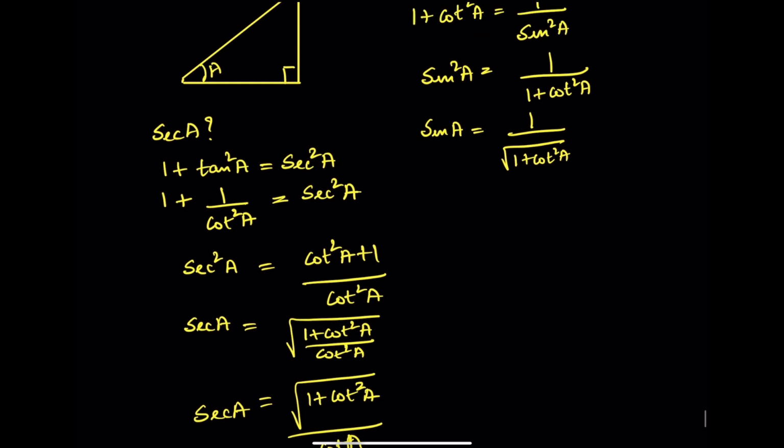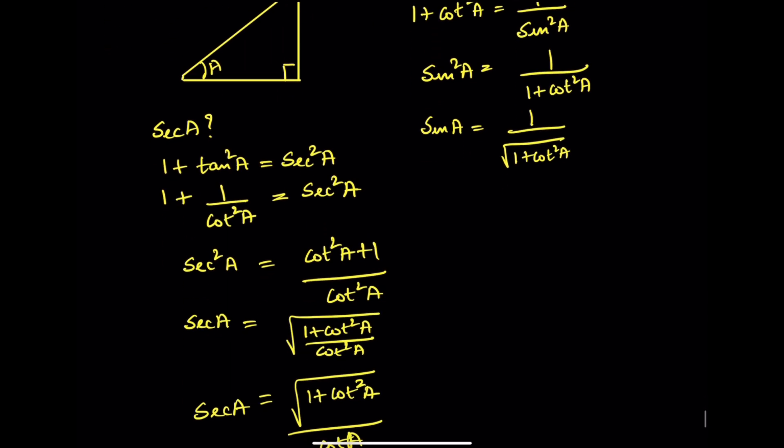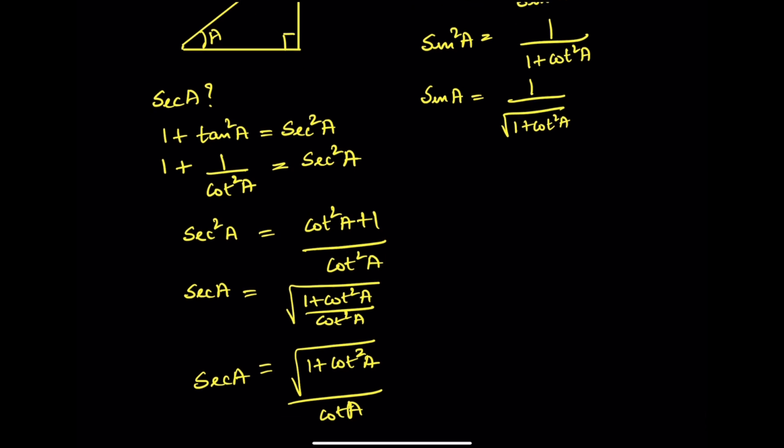Now, what is the last one we have to find? We need tan, correct? So how do we represent tan in terms of cot? It's very easy. So tan A is equal to 1 by cot A, right? So cot A is equal to 1 by tan. So that's it. It's just an inverse definition that we have to use.